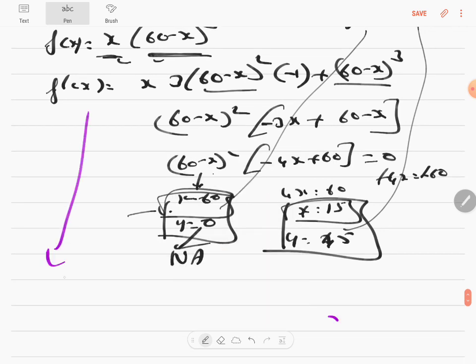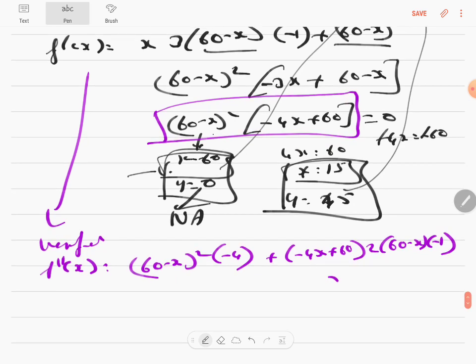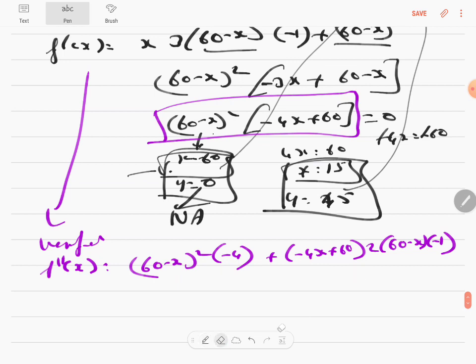The verification of double differentiation is f double dash of x. We have to take the differentiated value. See which is the differentiated value? This one. Take the proper value and then differentiate it once again as u and v. The first one stays as it is, this is 60 minus x the whole square. Differentiate the second one, minus 4, plus the second one stays as it is, differentiate the first one, 2 into 60 minus x into minus 1. Whether this is negative or positive is all you need to analyze.